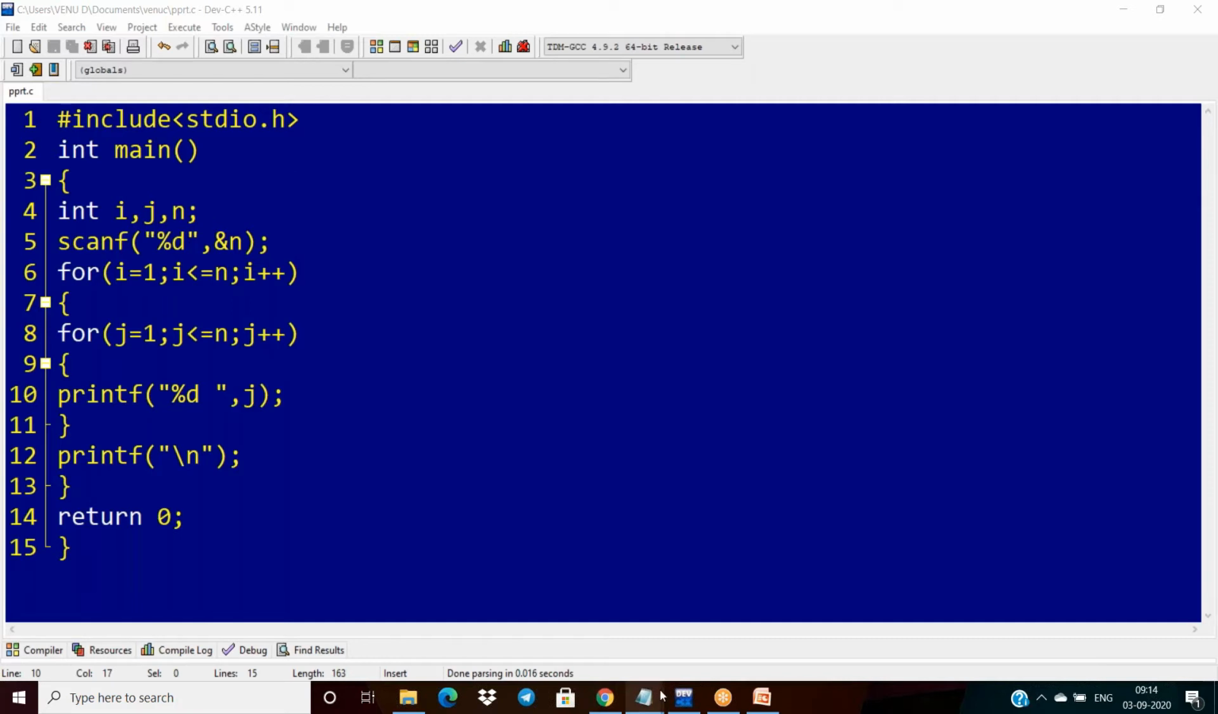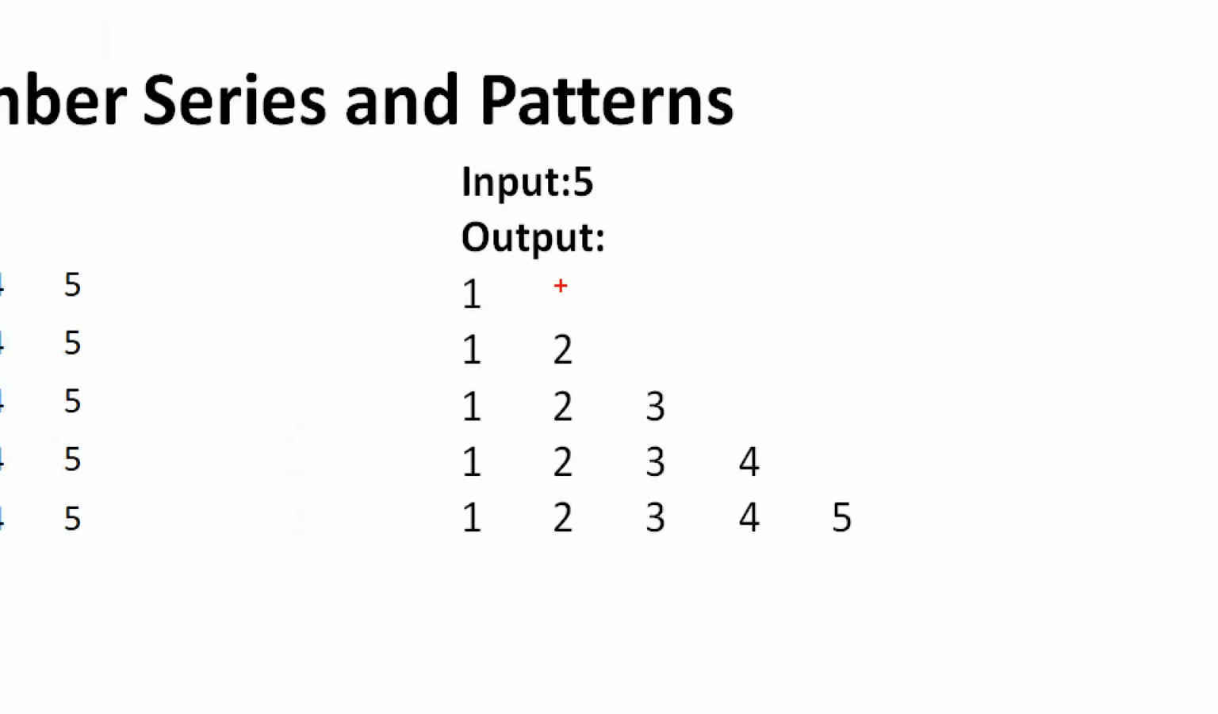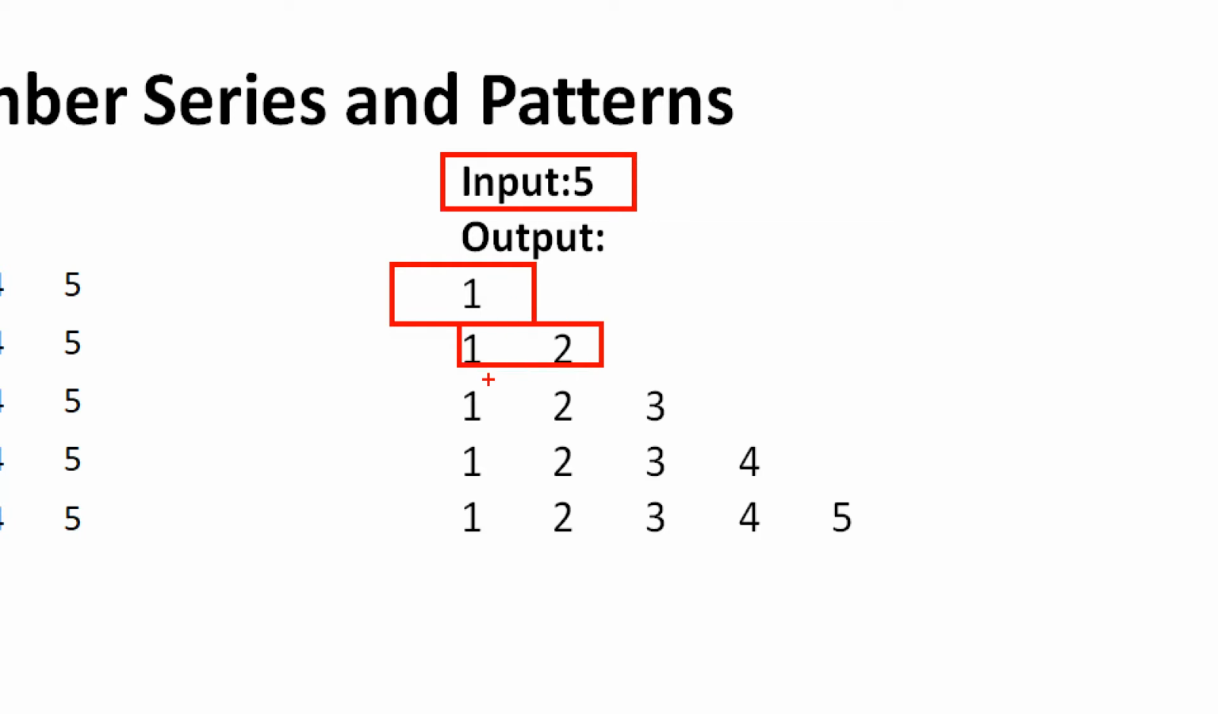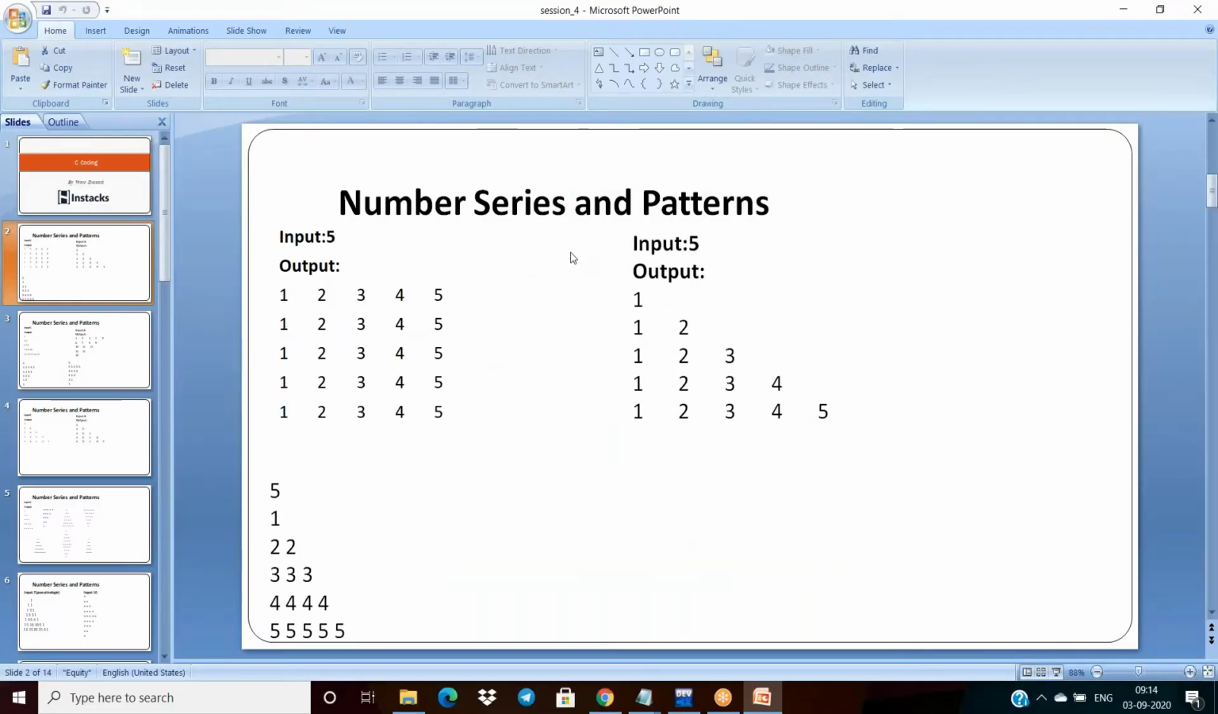Next, coming to the next one. Let's see. In this case, my input is 5. First of all, I have to print only 1. In the first row, I am printing only 1. In the second row, I have to print 1, 2. In the third row, 1, 2, 3. In the fourth row, 1 to 4. And in the fifth row, the numbers 1 to 5 will be printed.